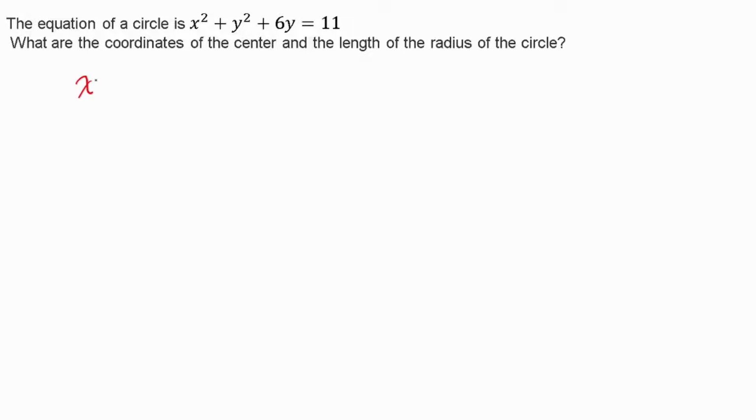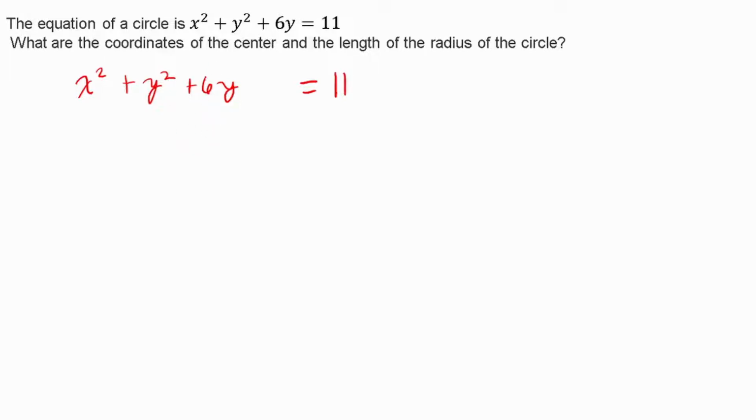So I'm going to rewrite this: x² + y² + 6y, and I'm going to leave a space here, and you'll see why in a second, = 11. Now, for this one, we have no other x here, so my x is good as x squared. But for my y, we have a y squared and we have a y, which means we have to factor this somehow. And in order to do that, we need to complete the square, right?